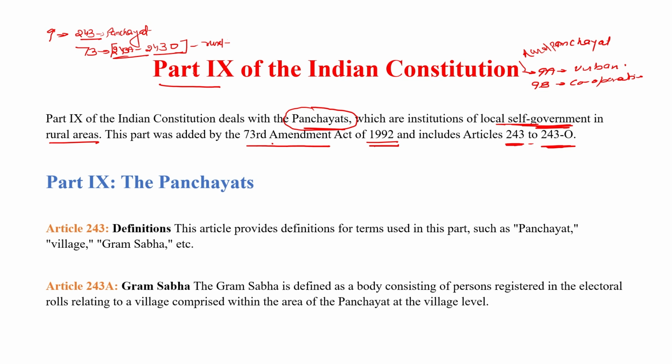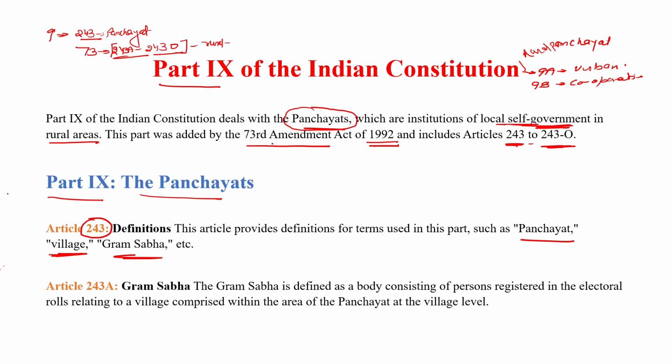So let's start the rural panchayat under part 9th of the Indian Constitution. What does Article 243 say? We have to discuss the articles between 243 to 243O. What does Article 243 say? Article 243 explains the definition of what is panchayat, what is the meaning of village, and what is the meaning of gram sabha. So in this article, the definitions of panchayat, village, and gram sabha are mentioned.